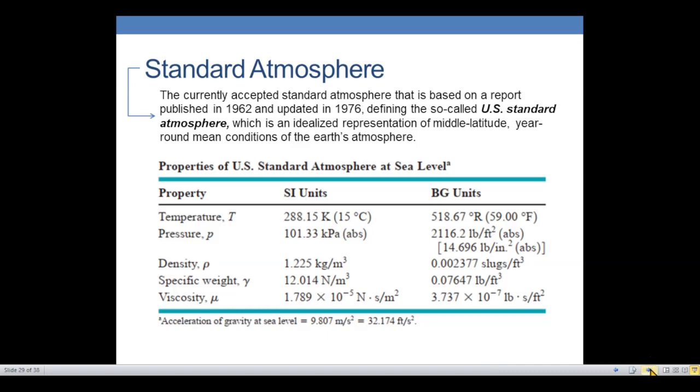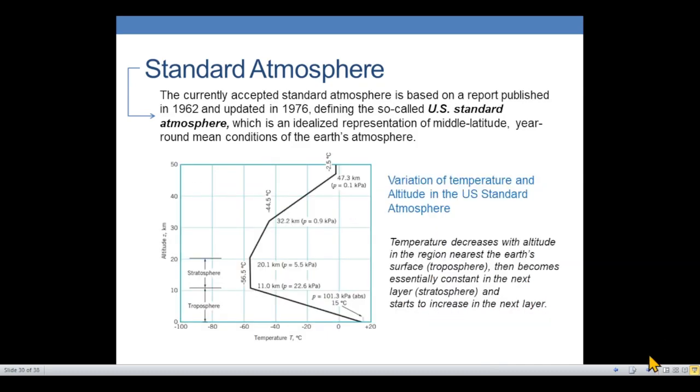Now here, as you can see in the slide, is the graph that describes the average temperature at a particular elevation or altitude, and its corresponding pressure.